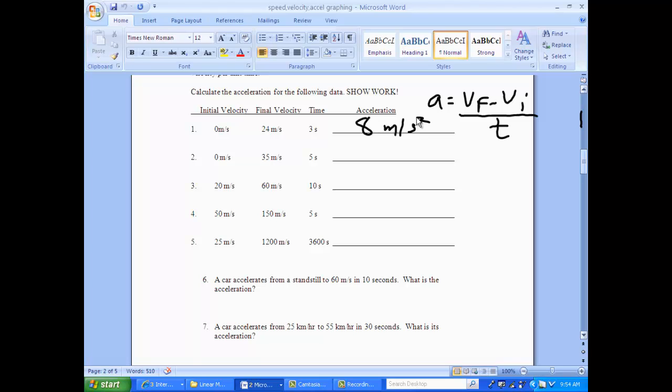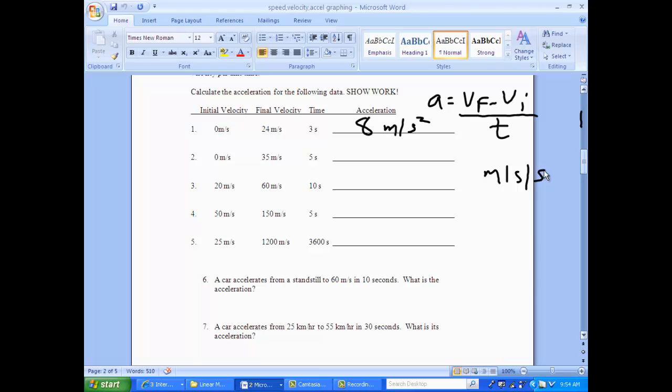Please understand what the unit of measurement means. I went over it last class. I'm going to go over it again. Meters per second squared, guys, is also written as meters per second per second. So for every second the object is traveling, it's increasing its speed by 8 meters per second.